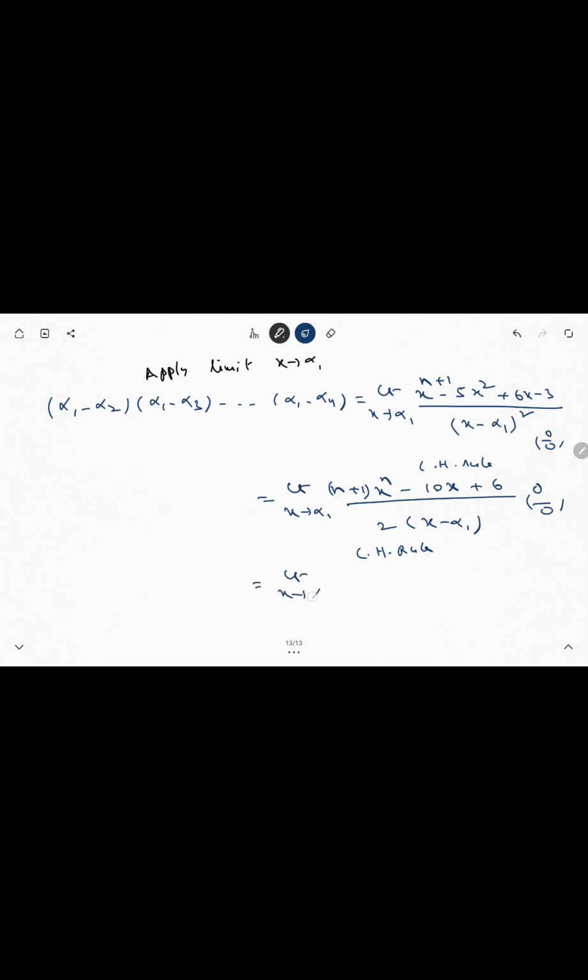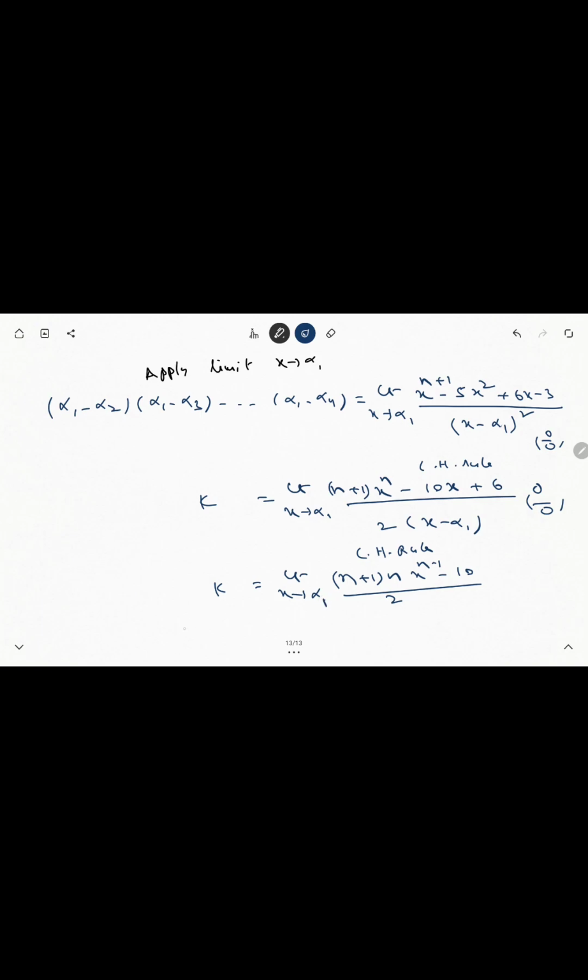So limit x tends to alpha 1, n plus 1 into n into... but this value is already given in the problem. What is that? K. n plus 1 into n into the derivative of x to the power of n minus 1, minus 10 by 2. The derivative of x minus alpha 1 is 2 itself. Now apply alpha 1.